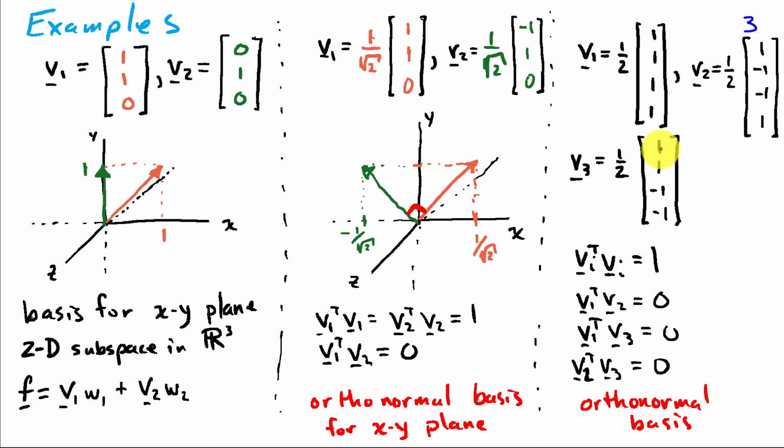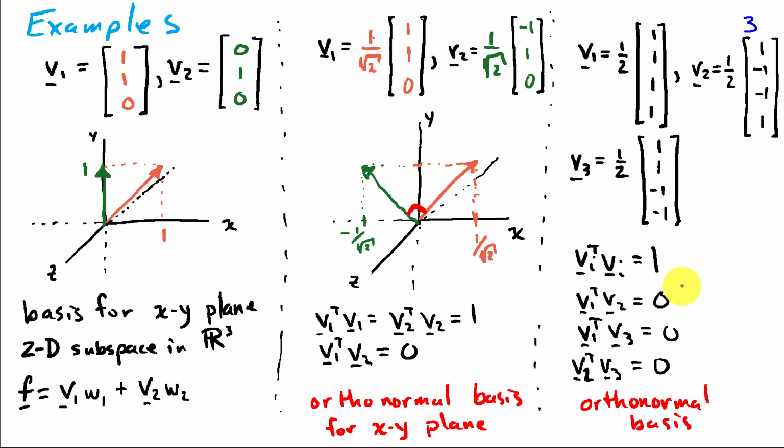And V3 is 1/2 times 1, 1, minus 1, minus 1. These vectors span a three-dimensional subspace of four-dimensional space. And they form a basis for that space, meaning that any vector in that span could be expressed as a weighted combination of V1, V2, and V3.